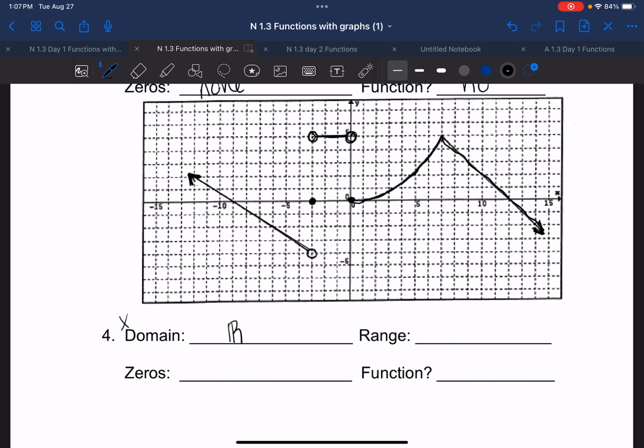And it's going to be the same with our range. Those arrows point up and down, and there aren't any places on the y-axis between the arrows that don't exist. So it is also all real numbers.